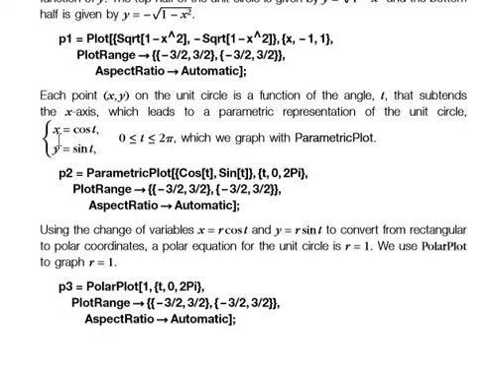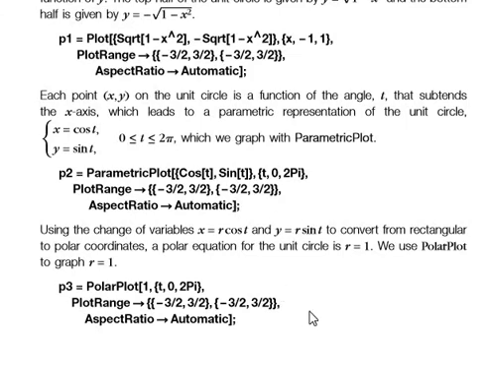Here you can see that x is equal to cos t and y is equal to sin t. This is the parametric equation and we want to make a parametric plot in Mathematica. We write this in this form: p2 equal to ParametricPlot, with brackets, cos t and sin t. t is the independent variable, 0 is the initial value and 2 pi is the final value put here. Then we define the plot range, which depends on our choice.